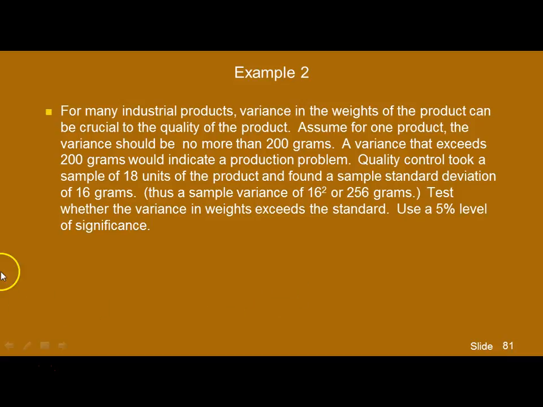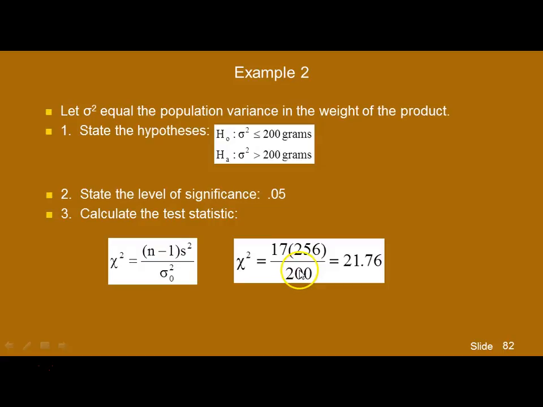Once again, we need our hypotheses. The variance should be no more than 200, which means it should be less than or equal to 200. And we want to test our research hypothesis: does the variance exceed that standard? That gives us these hypotheses here. The null is the standard. The variance should be less than or equal to 200 grams. The alternative, the research hypothesis, we're concerned about the possibility that the variance is greater than 200 grams.